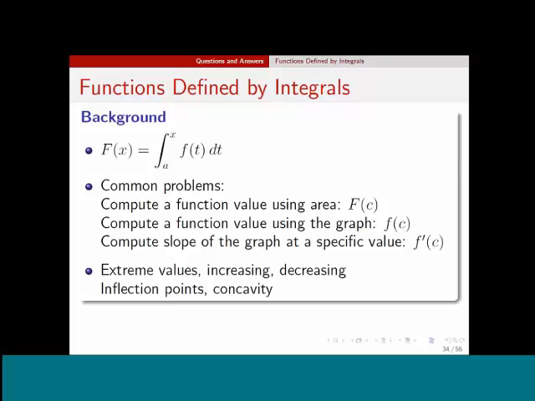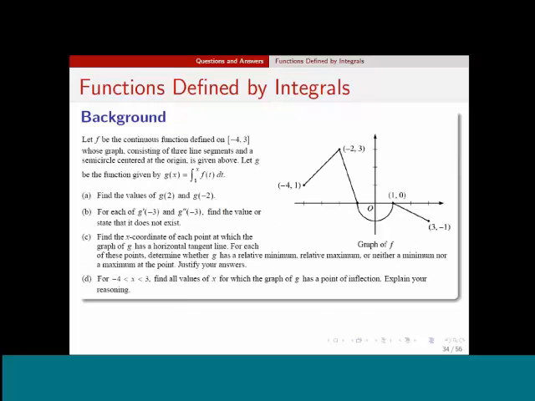Some common problems involving a function defined by an integral: find a function value, find several function values, for example, capital F of c. Compute a function value using the graph. Often the graph of f of t or f of x is given. And compute a slope of the graph at a specific value. We often ask about extreme values of this function capital F. Where is it increasing, decreasing? Where are the inflection points? Where is it concave up, concave down?